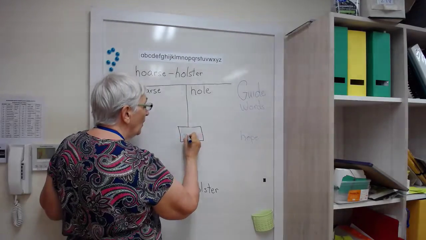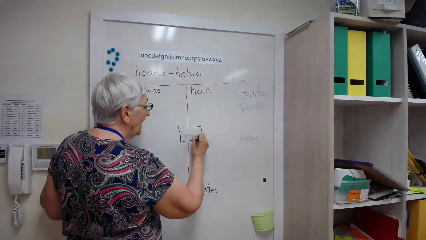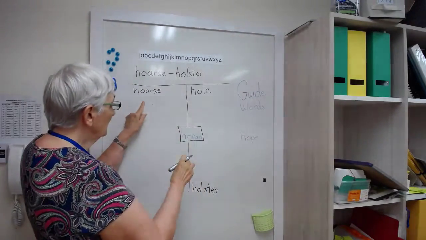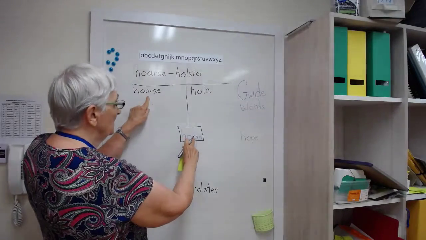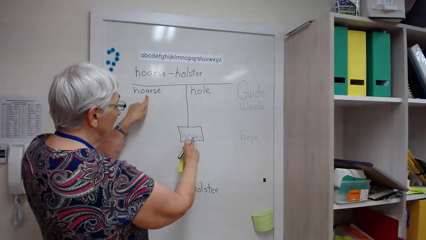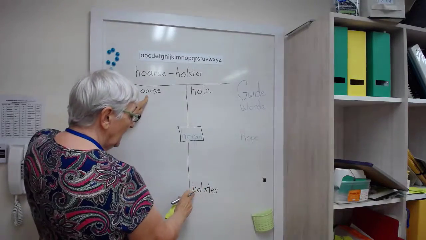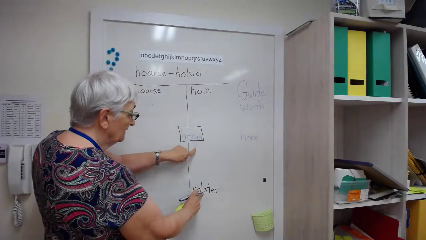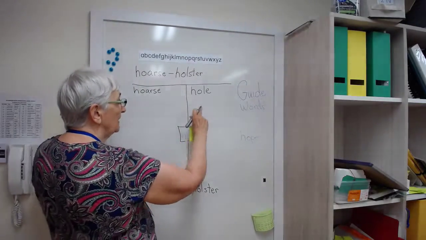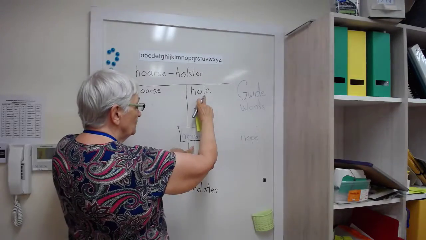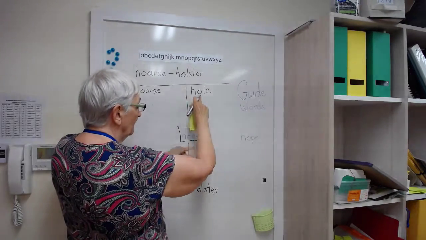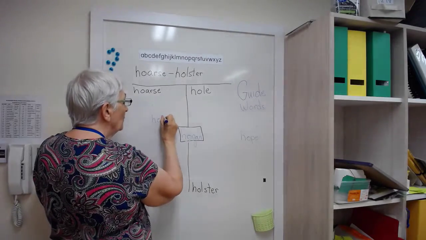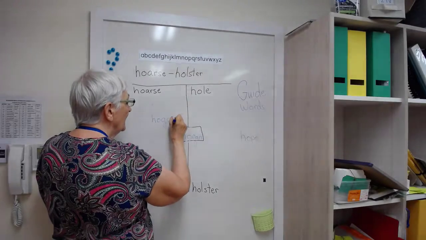H-O-G-A-N. Okay. H-O-G. G comes after A. H-O-L. G comes before L. Okay. Let's look at the top here in the second column. G comes before L, so it's going to be in this column. So it's H-O-G-A-N.